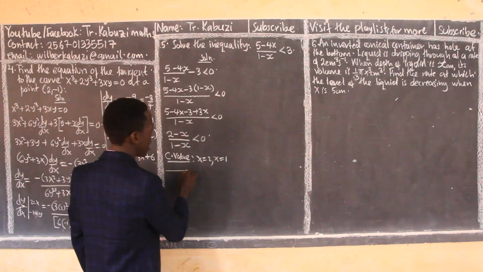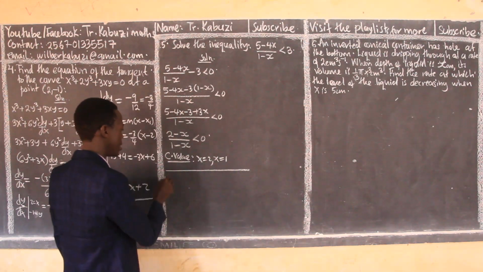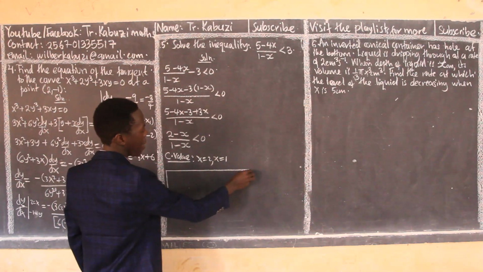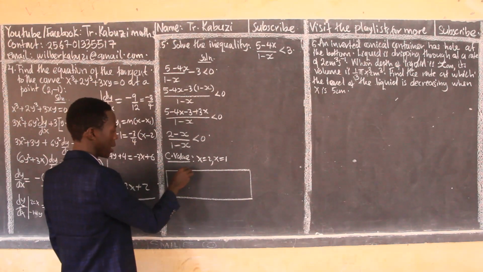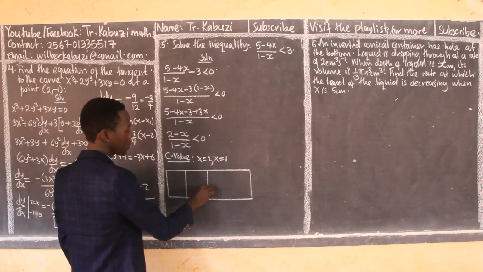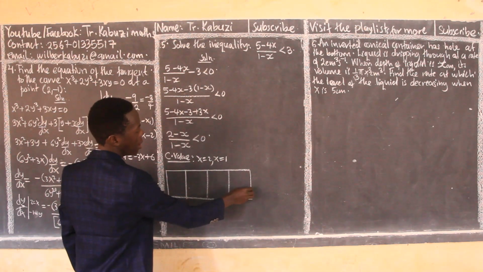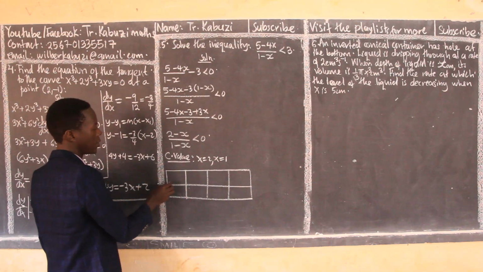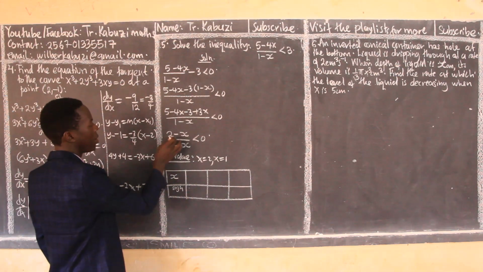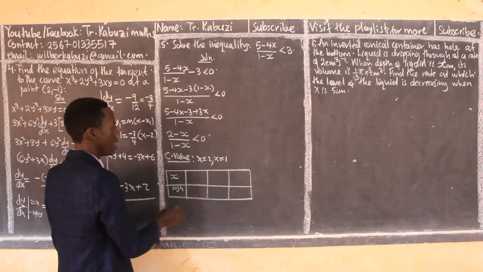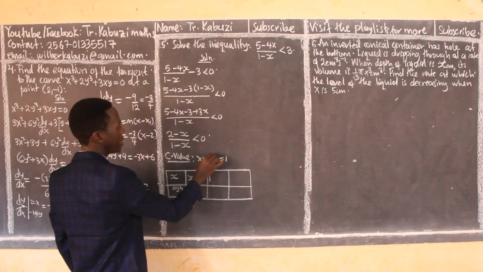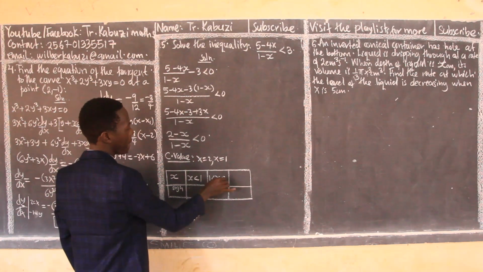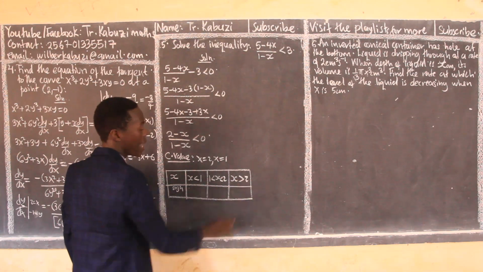Then we draw our table to analyze those values there. So this is my table. So this is my x. Here I have now the sign of this inequality. So below the smallest, between this and this, then x above 2.